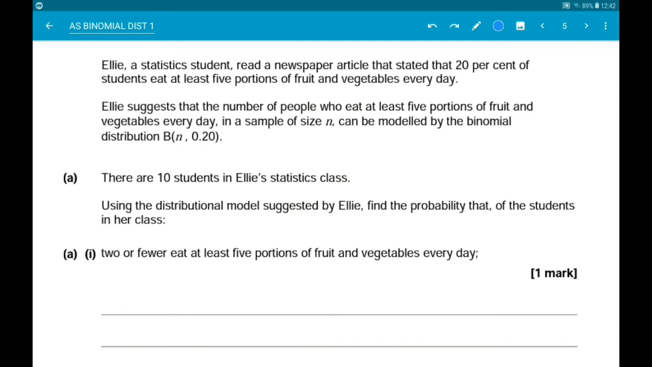Using the distributional model suggested by Ellie, find the probability that of the students in her class, first up, 2 or fewer eat at least 5 portions every day. Okay, so we need to define the distribution. So let's just use X again. So X is binomially distributed. This time n is 10 and p is 0.2.